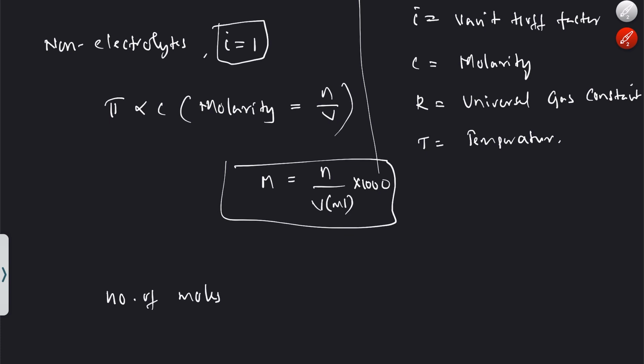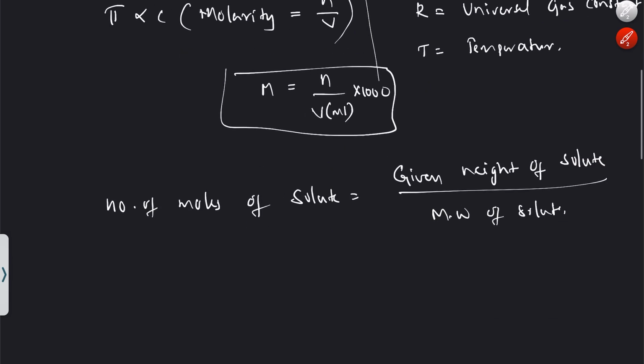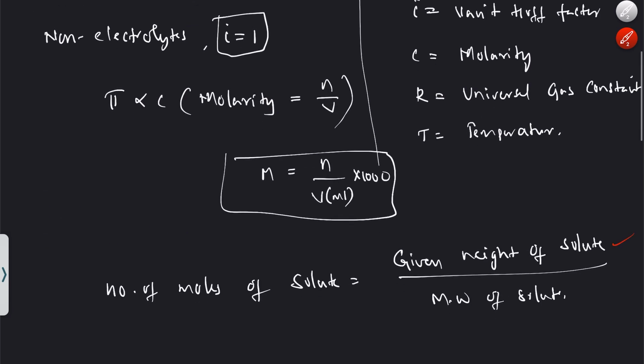What is the formula to find number of moles of solute? It is given weight of solute upon molecular weight of solute. Now, if you look at the question, weight of solute taken is also the same in all these three cases. That is, we have taken 10 grams of glucose, 10 grams of urea, and 10 grams of sucrose. That means given weight is also the same.